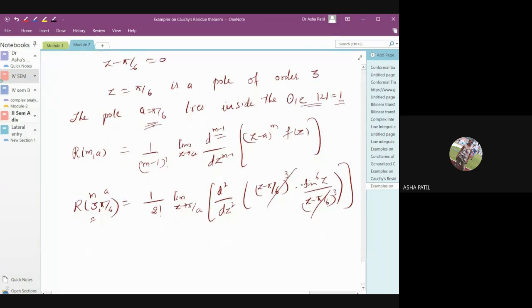Now see what the derivative will be. Limit as z tends to pi by 6.